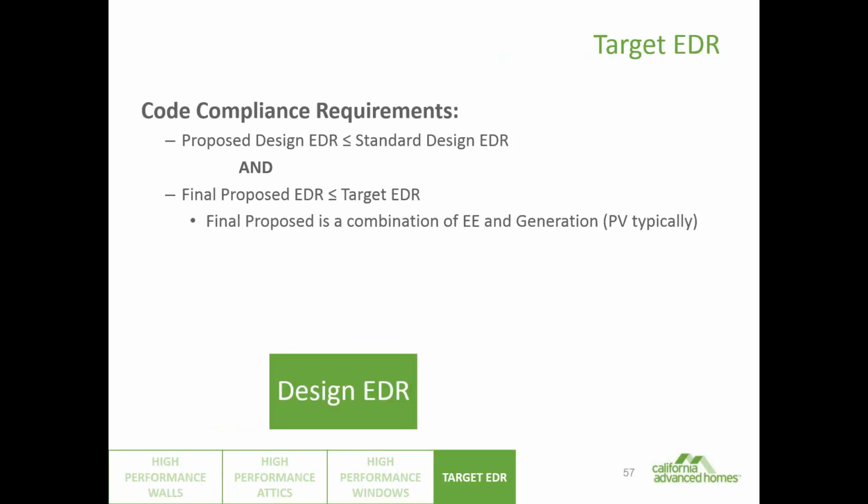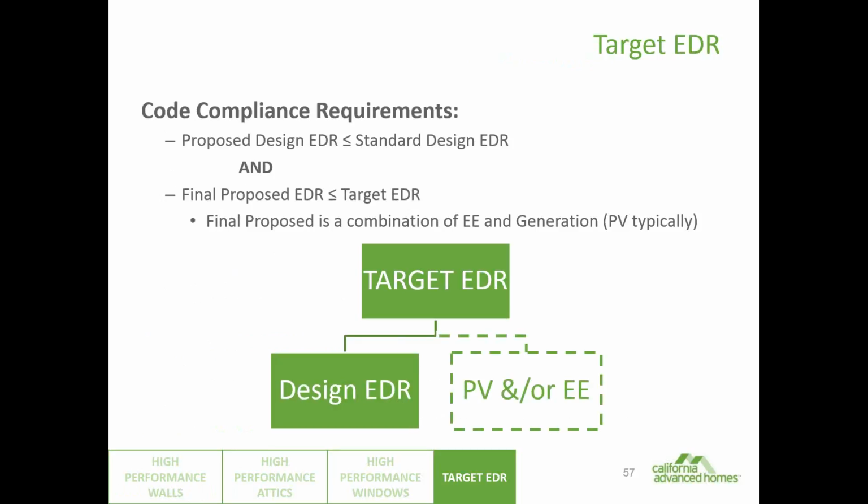So you've got your design EDR, how the building's designed. That's your proposed design, which has to be less than your standard design. And then you're going to have your target EDR. And how do you get there? You can do it with PV or more efficiency. Most likely it's going to be some combination of those. And that's going to be the value engineering: do you add more efficiency to the building, or do you add more PV to the building?